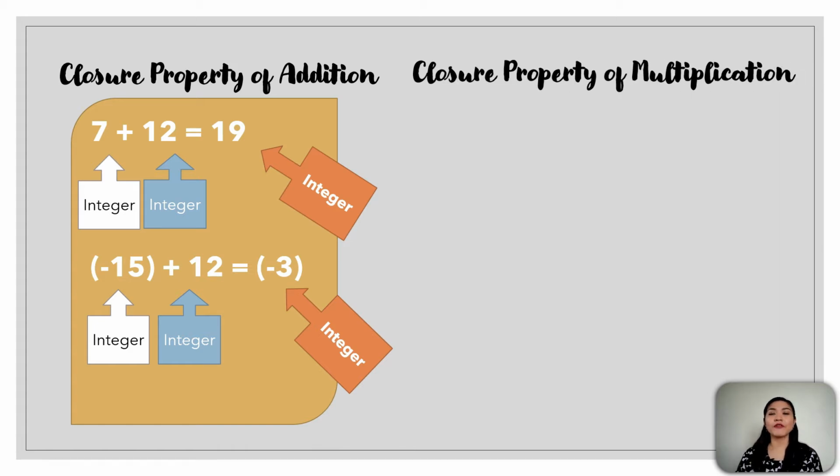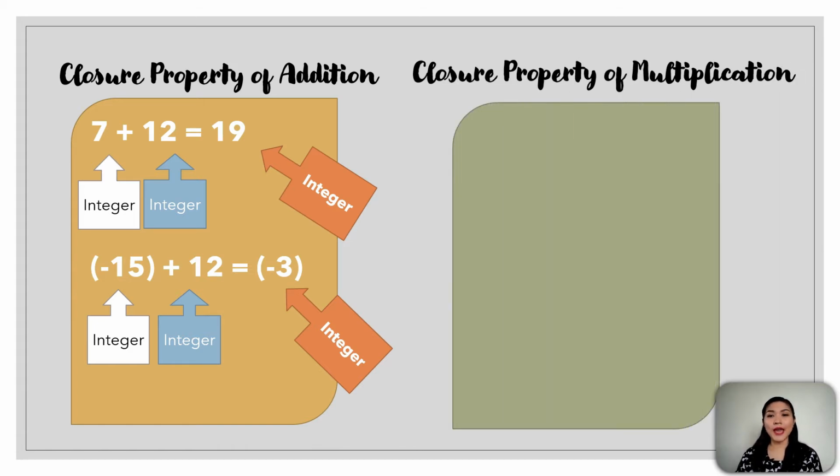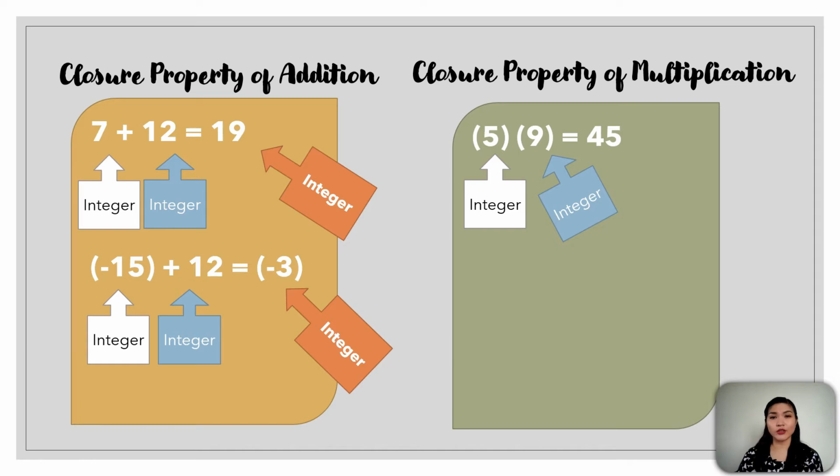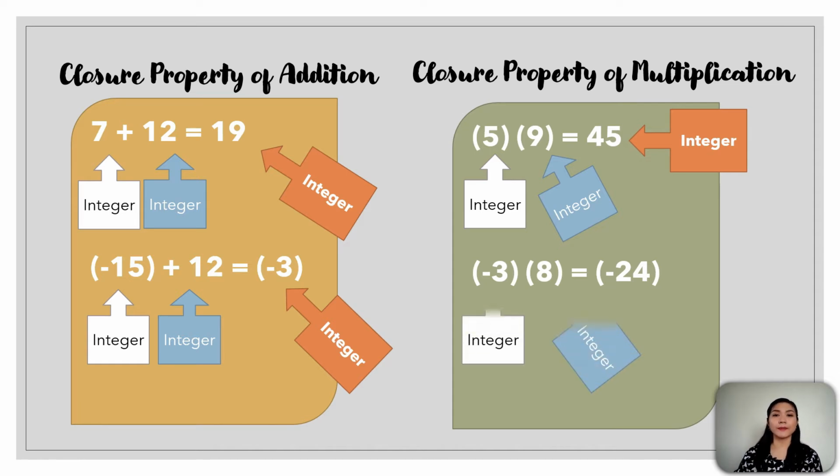For the closure property of multiplication, we have 5 times 9 equals 45. And 5 and 9 are integers. So is their product 45. And finally, we have negative 3 times 8 equals negative 24. Negative 3 and 8 are integers, giving us a product of negative 24, which is an integer.